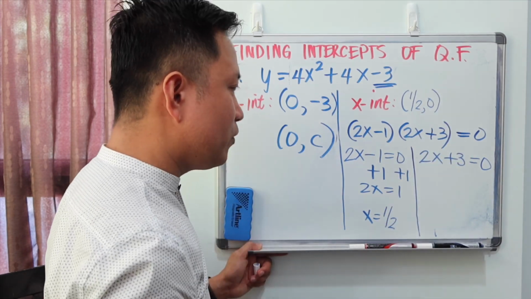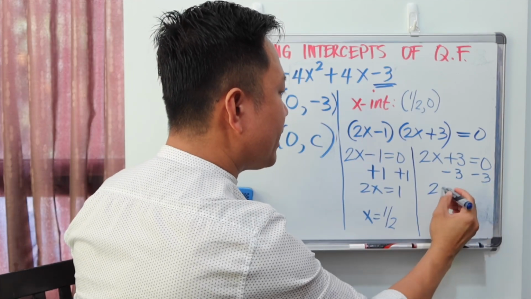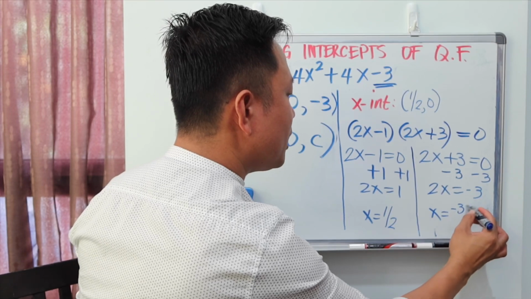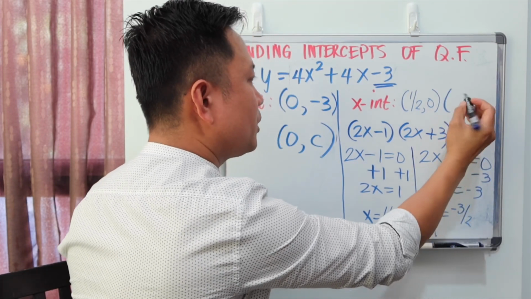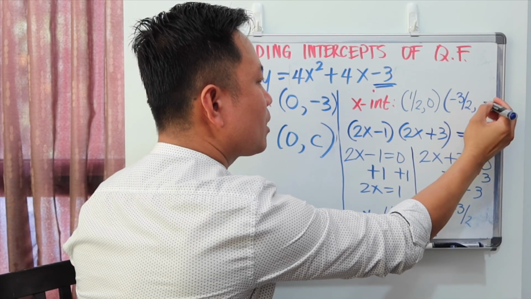And for the second value for x, we subtract 3 from both sides, and then divide by 2. That will give us x is negative 3 over 2. So the second x-intercept is negative 1 and 1/2, or negative 3 over 2, comma 0.